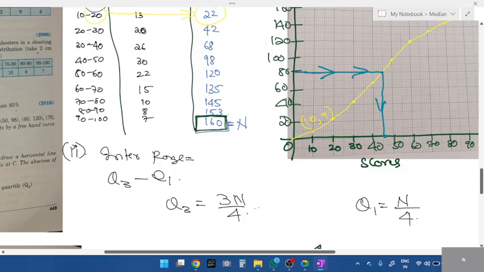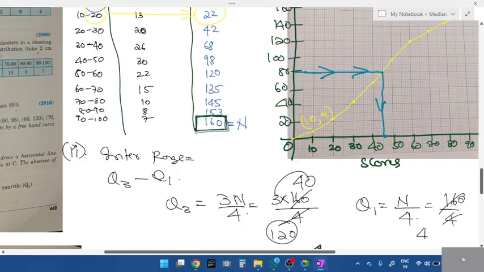Okay. Now Q3 and Q1, we need to find Q3. What is Q3, students? 3 into what is the n value? n is 160 divided by 4. 4 ones are 4, 40. What is 40 into 3? 120. Let us keep 120 here. Find Q1. Q1 means lower quartile. Q3 means upper quartile. 160 divided by 4 is how much? Yes, tell me the value, students. 120 divided by 4 is 40. All of you got this?